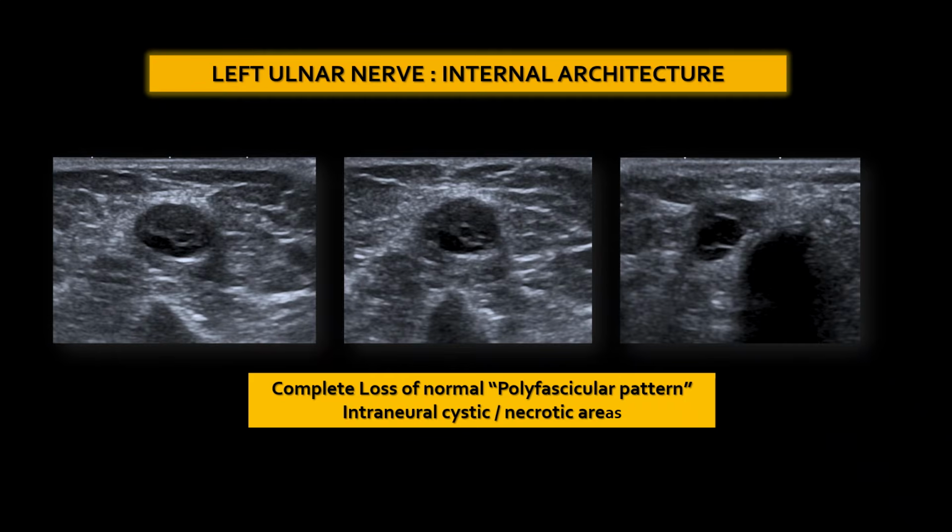As I said, we assess the nerve on different parameters. So let's look at the internal architecture. If we assess the internal architecture, what we can see is there are multiple anechoic cystic areas within the nerve. This is the image at the level of medial epicondyle and we can see there is large anechoic area within the nerve and there is complete loss of normal polyfascicular pattern.